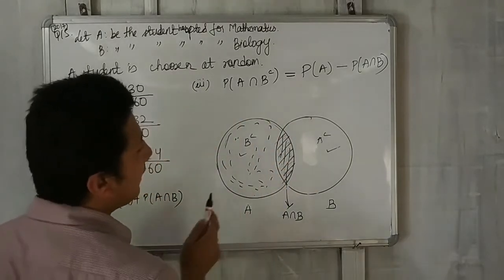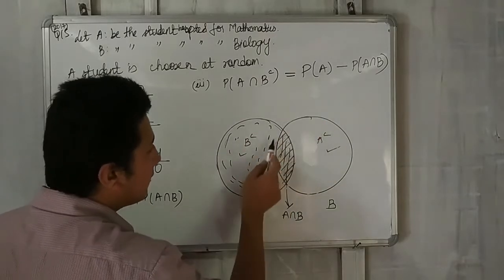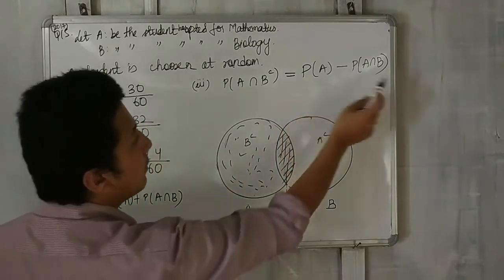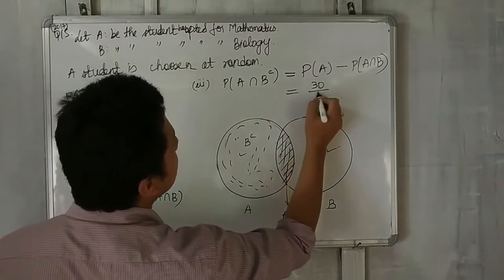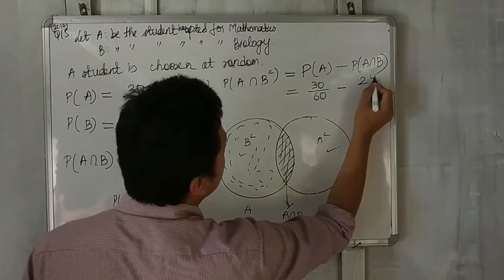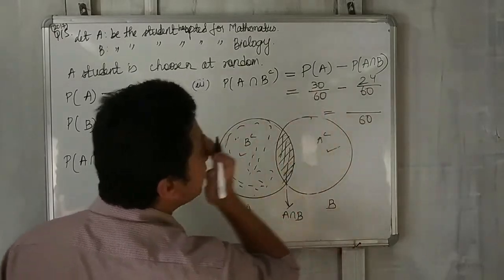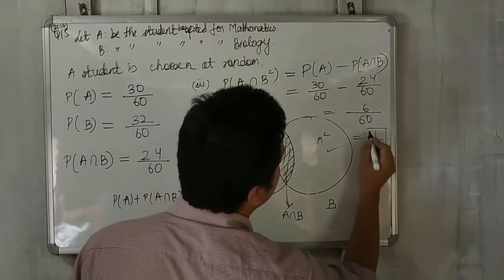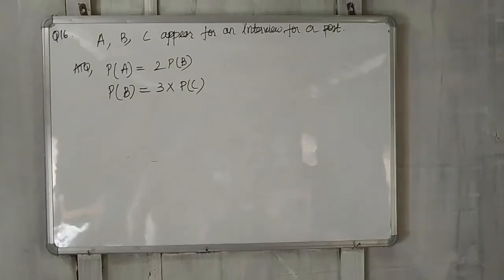So I can also write this as probability of A, this whole region, minus probability of A intersection B. So let's put the value. Probability of A is how much? 30 by 60, and intersection is how much? 24 by 60. Okay, what is the LCM? 60, 30 minus 24 is 6. If we cancel it, then we get 1 by 10. Alright, so please pause the video and note it down properly.